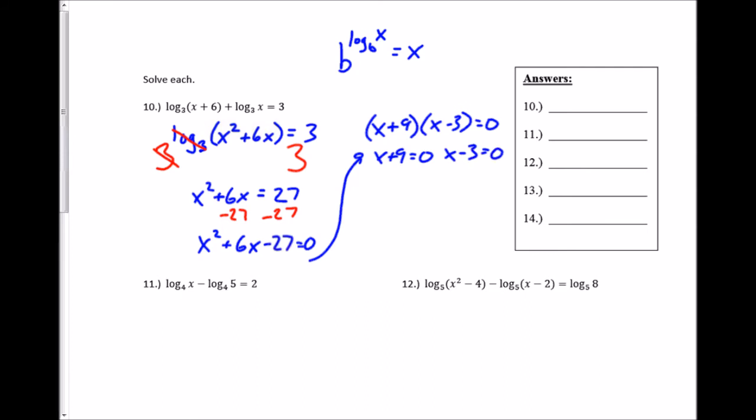And then I solve each. This one I'm going to subtract the 9. Over here I'm going to add the 3. So I get two answers. I get x equals a negative 9 and I get x equals a positive 3.